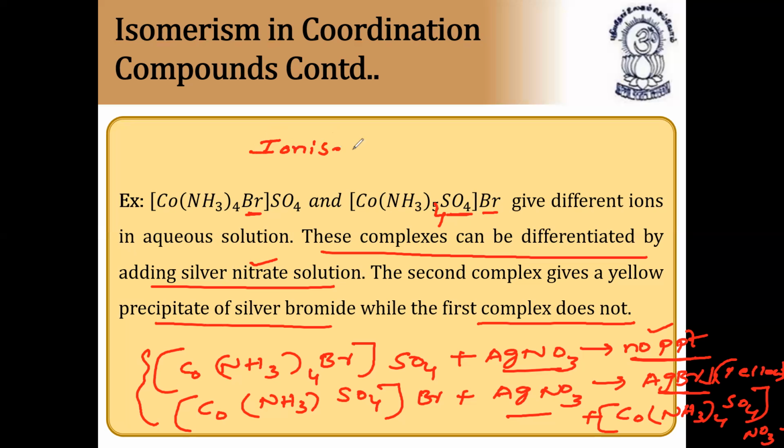So which type of compounds show ionization isomerism? How to remember ionization isomerism? When they are dissolved in solution, they will give different ions. So to test ionization isomerism, these complexes can be differentiated by adding silver nitrate solution. Here in this case, bromine will combine with silver nitrate and form a yellow silver bromide precipitate, whereas sulfate will not combine with silver nitrate. So this complex will not give any precipitate. I hope it is clear.